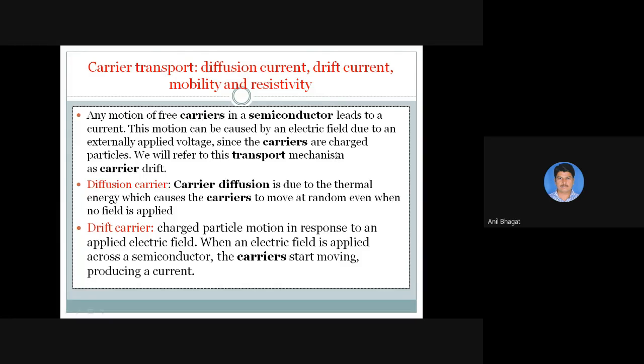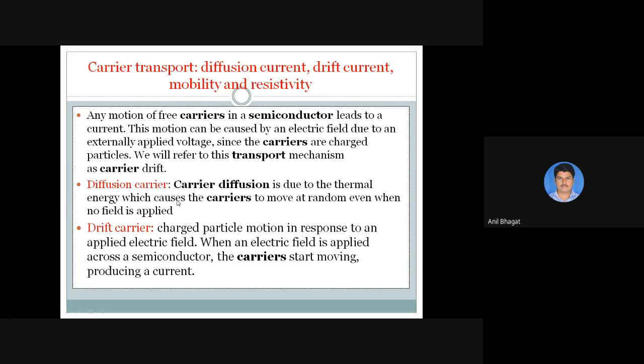Now, you know that the electrical field is always mentioned in the actual operation or actual analysis because of voltage, right? Electrical field is always denoted by voltage V, capital V. Due to an externally applied voltage, since the carriers are charged particles, right? Both the carriers are charged particles. That means negative charge particles are electrons and positive charge particles are the holes. And we will refer to the transport mechanism as carrier drift.